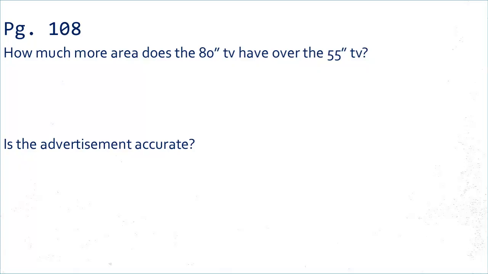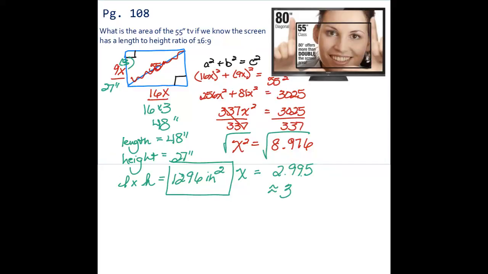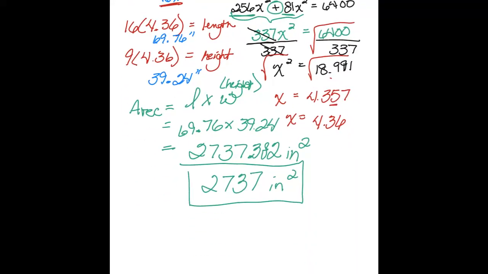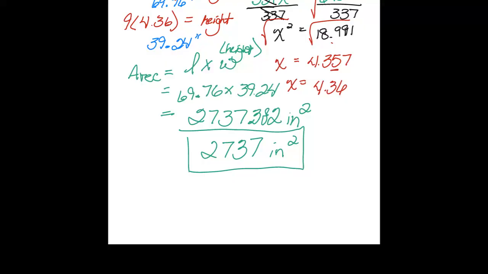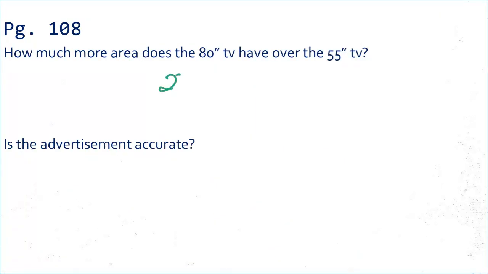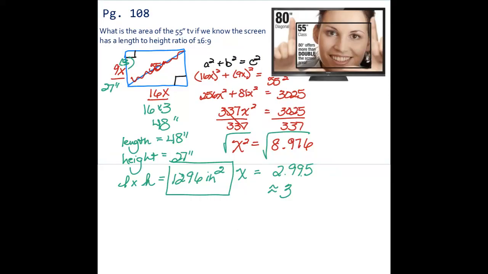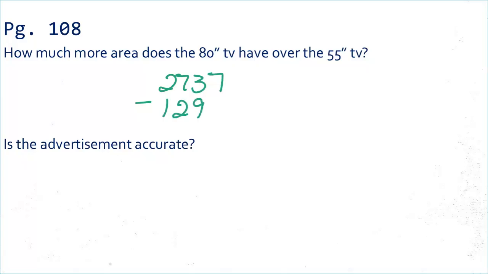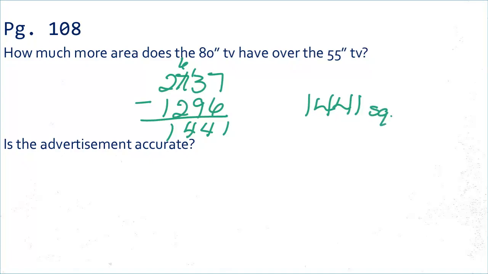So how much more area does the 80-inch TV have over the 55-inch TV? What would we need to do? How much more? How do we find how much more? Subtract. So 2737 minus 1296 gives 1,441 square inches.